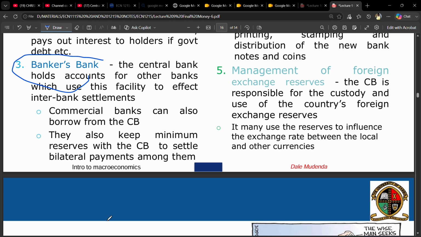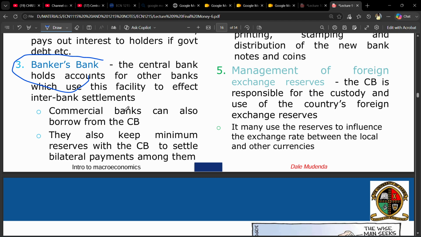The central bank is also used to issue currency. The currency being made is supposed to be designed and managed by the central bank: the coins, the banknotes, the production and distribution of the money, and replacing all the damaged money. If money is damaged, the central bank is the one that supplies replacement money.